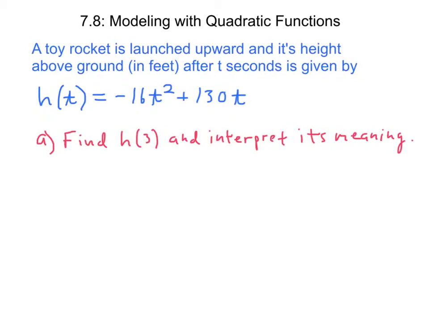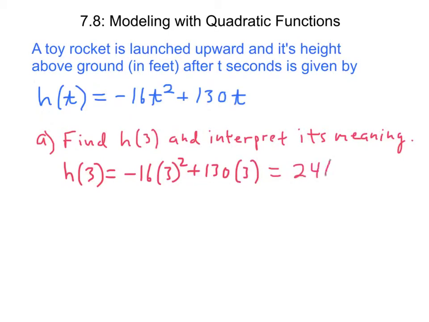Now first I'd like to find h of 3 and interpret its meaning. Now the number in parentheses, this 3, is a time value, so that means 3 seconds have gone by, and we're trying to find the height at 3 seconds. So we just substitute a 3 in for time in our equation. So it would be negative 16 times 3 squared plus 130 times 3. And that comes out to be 246, and that would be in feet. So that means that after 3 seconds, the rocket is 246 feet high.